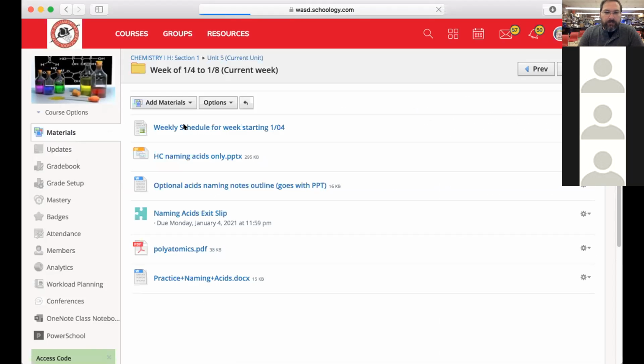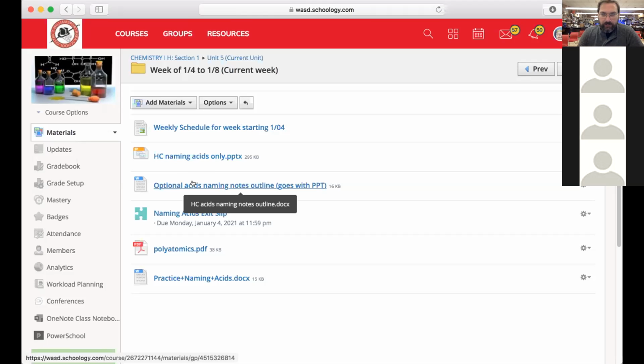And in this folder, it's actually most of the materials for today. This has a weekly schedule, the plan for the week, and I'll put the Zoom link for the Zoom recording. There's a slide deck here that says honors chemistry, naming acids only. And then there's this optional acids naming notes outline. So I'm going to go through material that's in these slides. And this is a notes outline that you could use to help you out. Normally you do it in class, but this is a good way to help organize your thoughts.